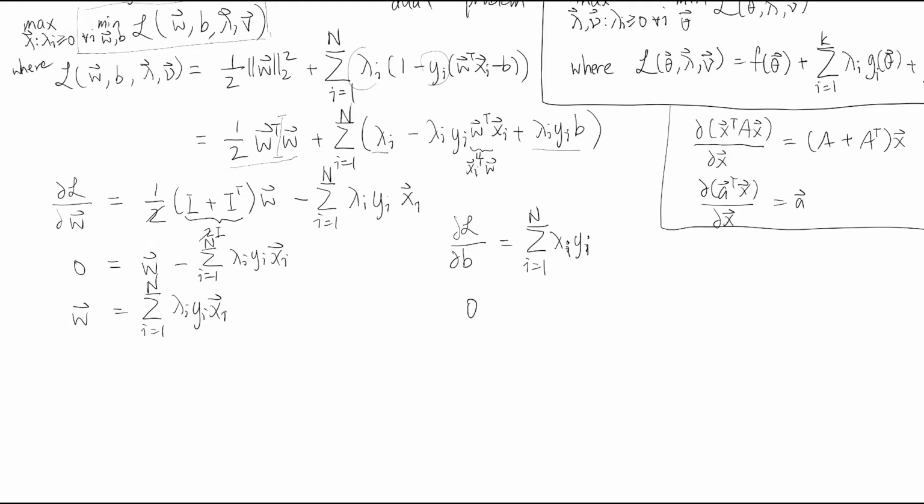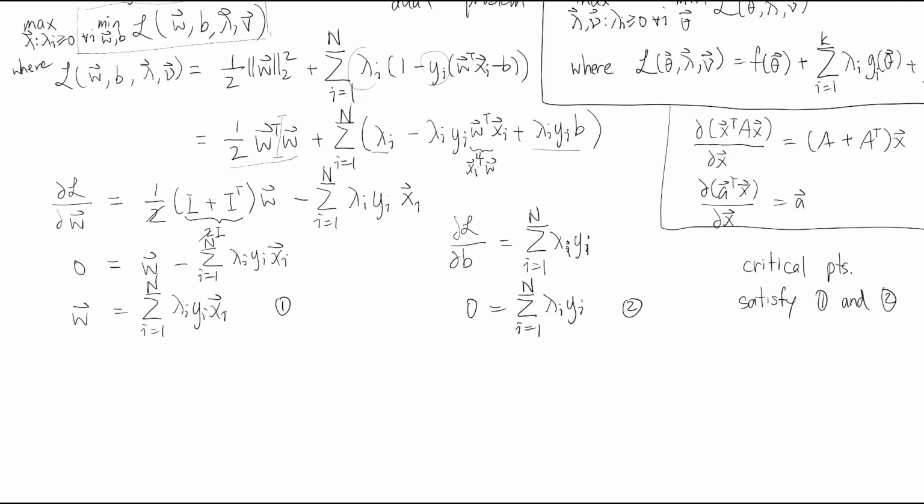And then that should be 0, of course, because we're setting the gradient to 0. So let's call this equation 1, equation 2. And what we have here is that critical points satisfy 1 and 2. Okay, so far so good.